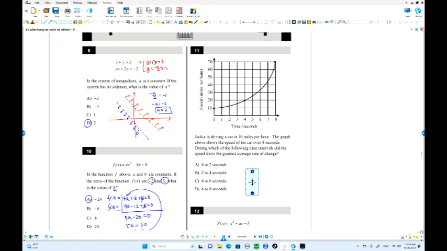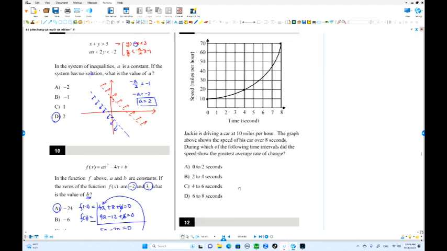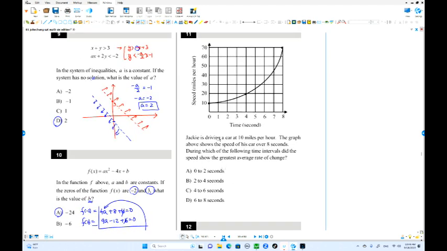Here is number 11. So Jack is driving a car at 10 miles per hour. The speed is 10 miles per hour. The graph shows the speed of his car over 8 seconds. Okay, speed is increasing. During which of the following time intervals did the speed show the greatest average rate of change? Greatest average slope, right?